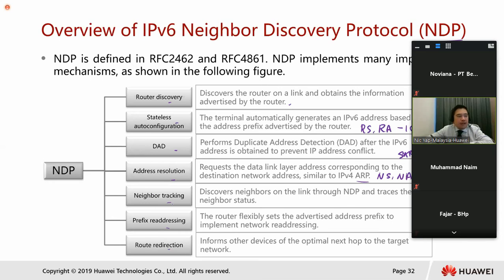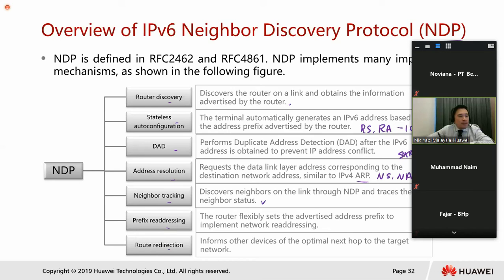And next is neighbor tracking. Neighbor tracking discovers the neighbors on the link through the NDP and traces the neighbor status. You can grab this information from the neighbors, based on the MAC address of the neighbors and the corresponding entry stored in the v6 neighbor tables. So they keep my neighbor information inside the neighbor tables. NDP can be performed to discover your neighbor, get your neighbor's MAC address and IPv6 address, and everything is kept inside the neighbor table to tell who my peers are.